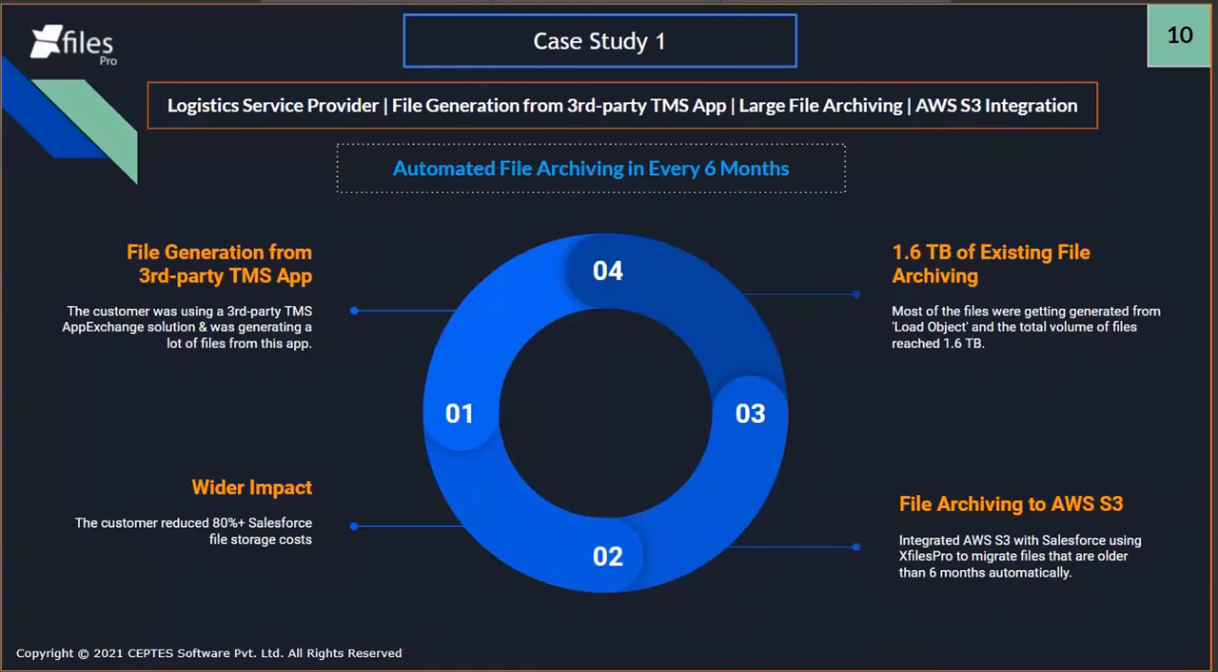That is where our archiving tool came into play and archived all their existing files to the external storage, and reduced their Salesforce file storage cost by around 80%. And this was a scheduled process. So whenever it hits the filter criteria, those files get moved to Amazon S3 as the external storage. Yeah. So over to you, Vedant, for the next case study.